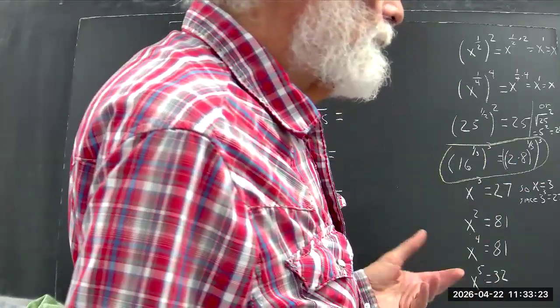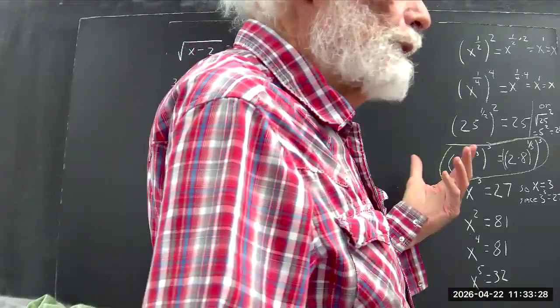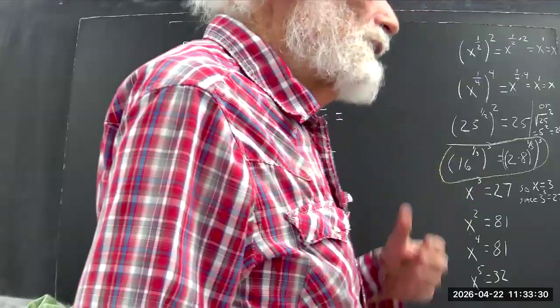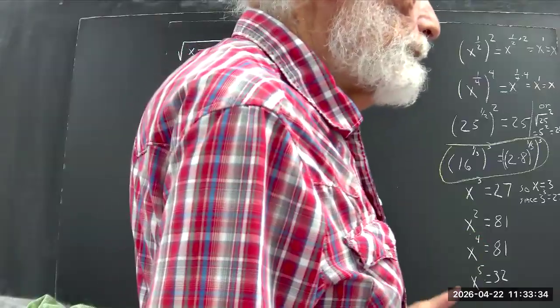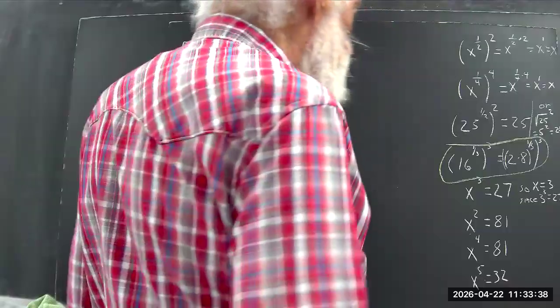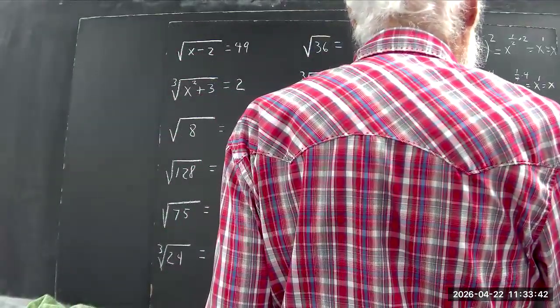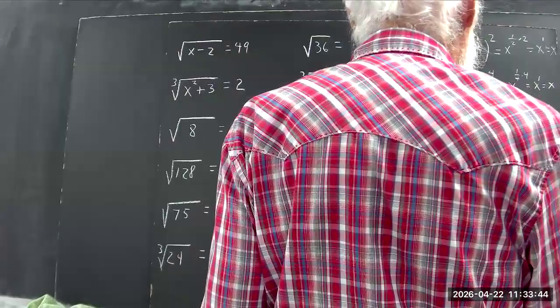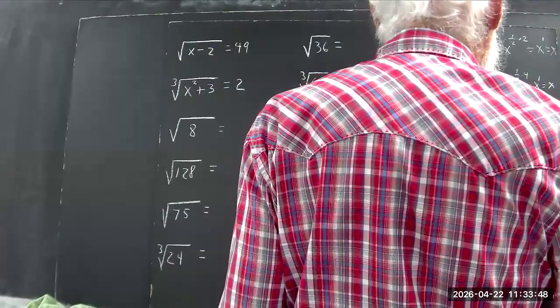In any case, we could square different numbers. Let's say 5 squared is 25. Well, 5 is too low. 6 is probably too low. Let's try 7. 7 squared, that's 49. That's too low. 8 squared is 64. 9 squared is 81. So I'll say this: 9 squared equals 81.